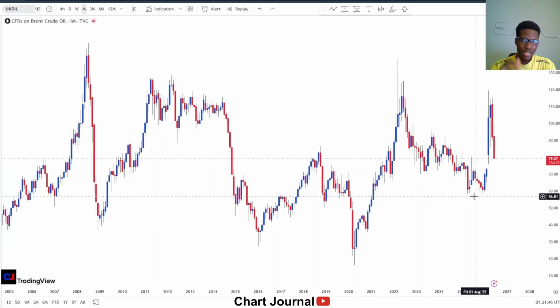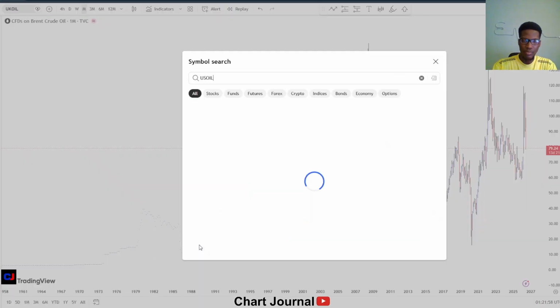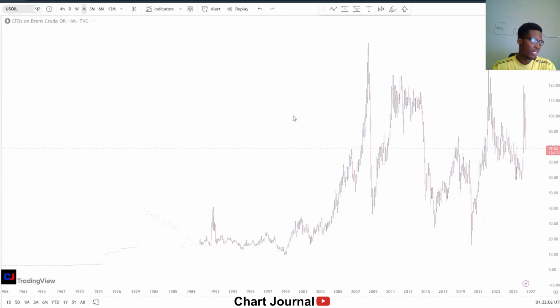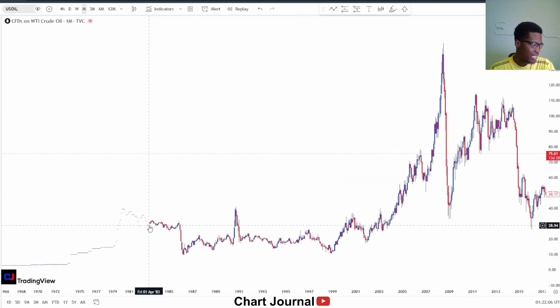I personally use US oil because that has more data. This chart is the UK oil. You can see from the beginning, the candles start in 1989. But if you go back to US oil, which is the WTI crude oil, we click that, we can see that it does not start from 1989, but rather starts from 1983. So I have more data. That is why I prefer the US oil.